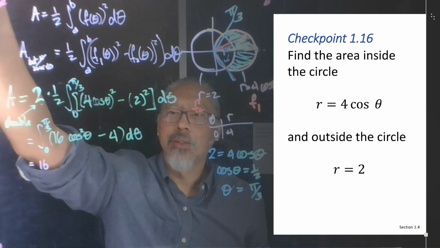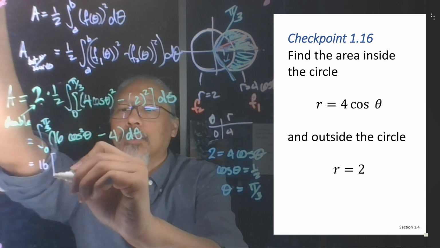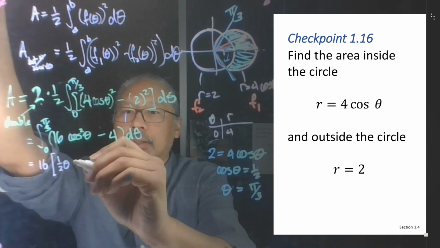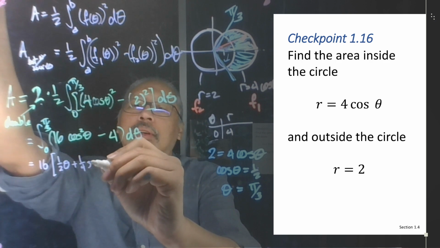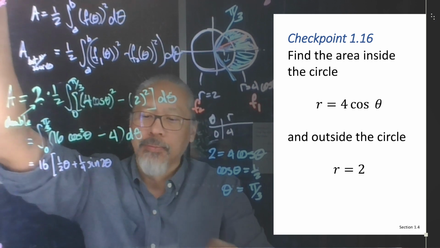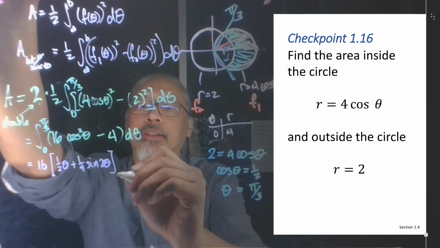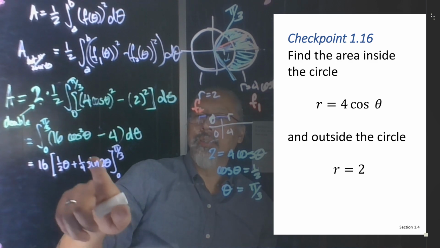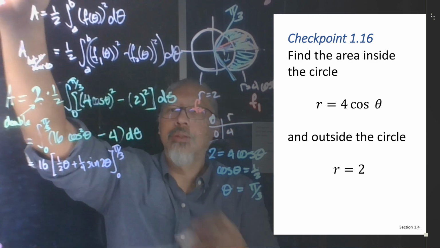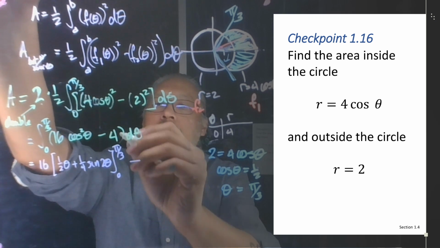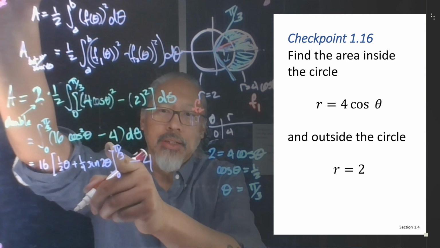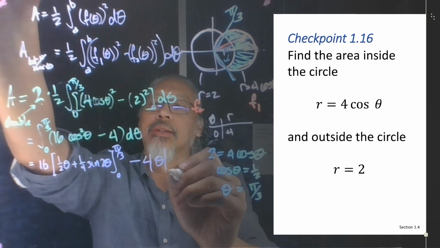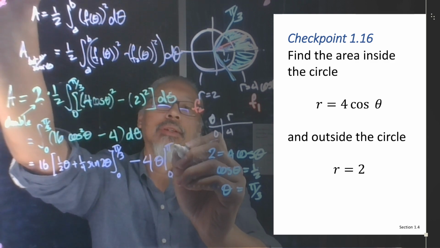And this integral, I think if you remember, was 1/2 theta plus 1/4 sine 2 theta. And we're going to integrate this from 0 to pi over 3, and the sine of 0 is 0, so that's going to go away, which is going to be good. We're going to be just focused on pi over 3. Minus 4, and then the antiderivative of 4 is just 4 theta. And we're going to go from 0 to pi over 3 as well.